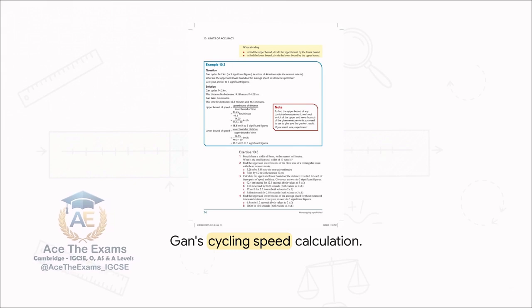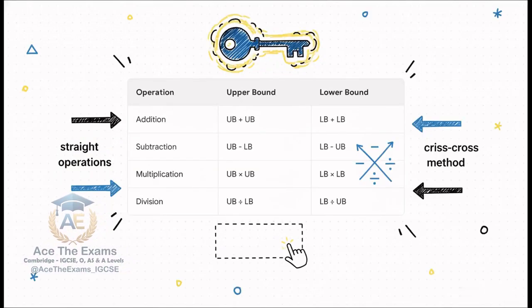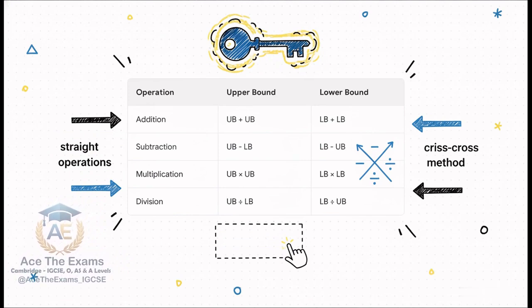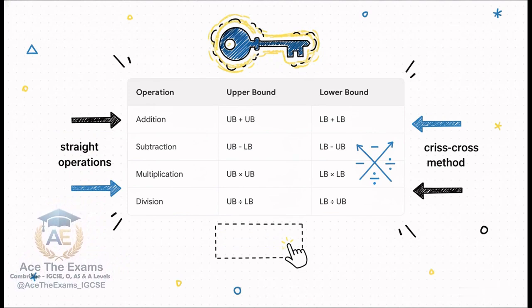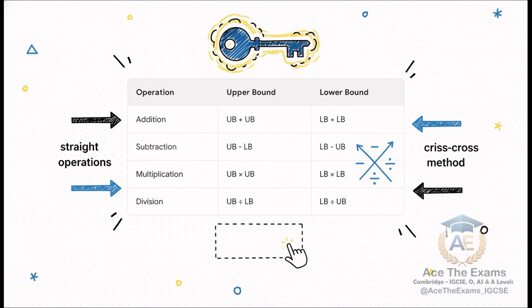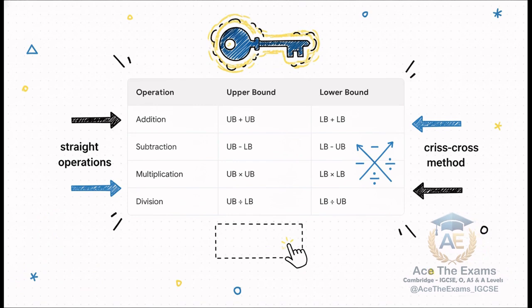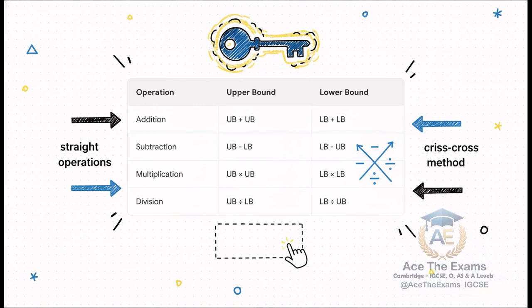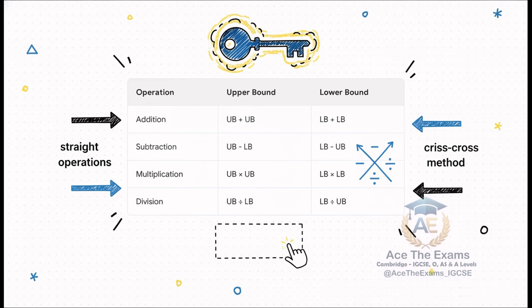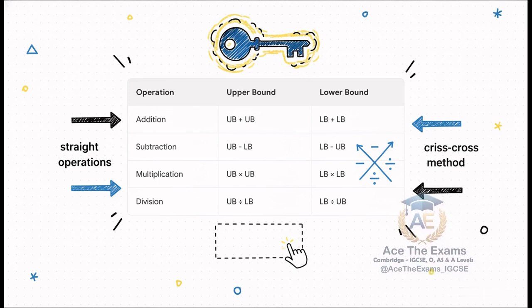Make sense? Okay, if you only remember one thing from this entire explainer, let it be this cheat sheet right here. It perfectly summarizes exactly when you can use straight operations, like with addition and multiplication, and when you absolutely have to use that crisscross method for subtraction and division. Seriously, take a mental picture of this. It is your golden ticket to mastering these calculations.